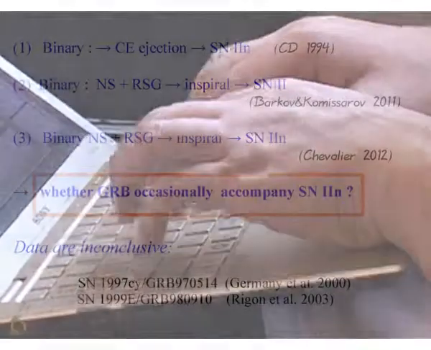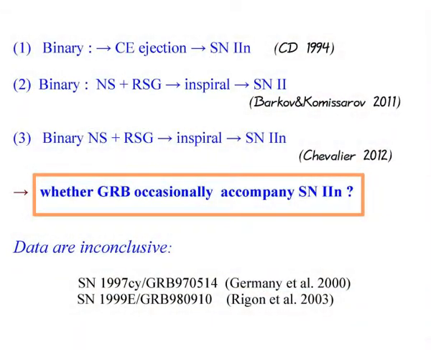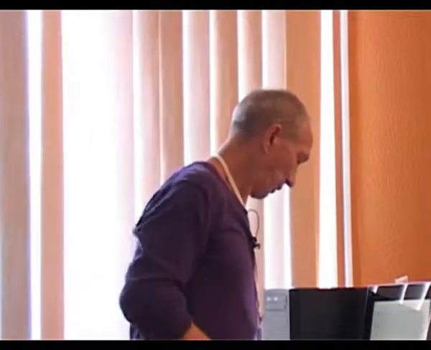In fact, Germany associated already one type 2N with a GRB, but this was a short GRB, and it was unlikely related to the long GRB mechanism. And in this case, the properties of GRB are unknown in other cases. So the existing data are inconclusive about this matter. So at this point, I finish. Thanks.